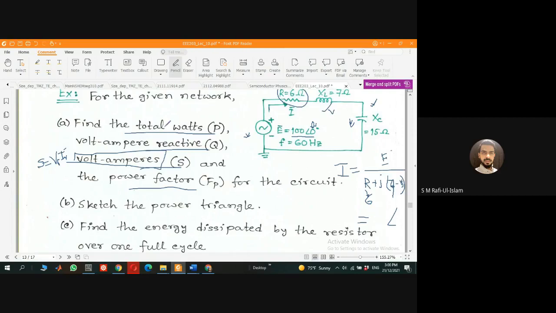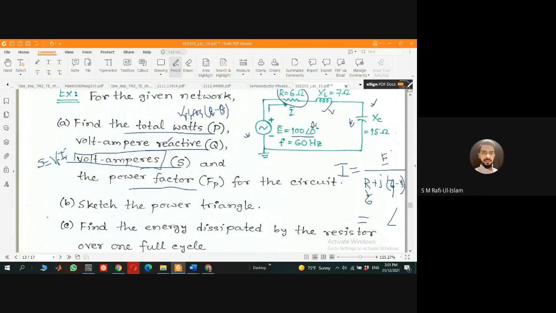So what is the power formula? P equals VI cos(theta V minus theta I). Both of them are in RMS. Yes, already given in RMS, so I don't need to convert. Do you understand this?